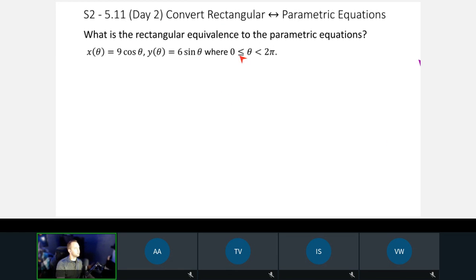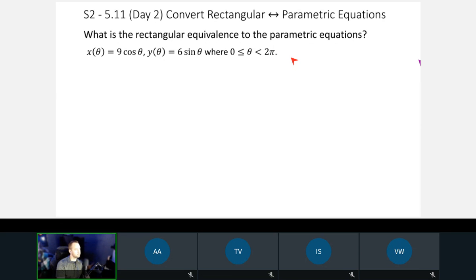All right, next problem here. We have to convert rectangular to or from parametric equations. So it says, what is the rectangular equivalent to the parametric equation? And you're given these two parametric equations: x equals 9 cosine theta and y equals 6 sine theta, and the interval is between 0 and 2 pi. All right, so we have to convert these.